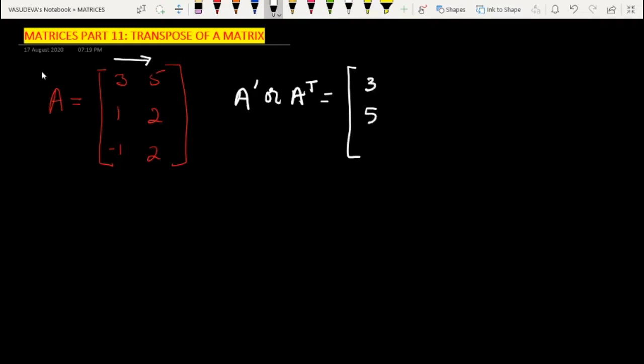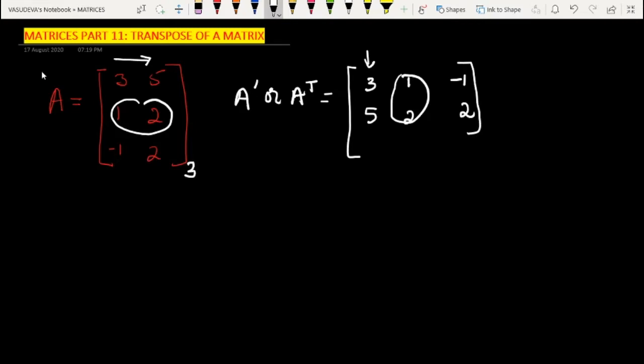3 5 ನೋಡಿ, row is converted into column, and 1 2. So this row is converted here into a column, 1 2 and -1 2. So this matrix has 3 rows and 2 columns ಇರೋದ್ರಿಂದ it is of order 3 by 2. So ಇಲ್ಲಿ reverse ಆಗುತ್ತೆ, it is 2 by 3.